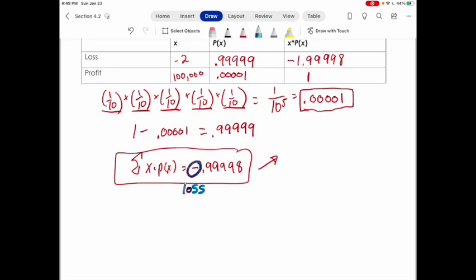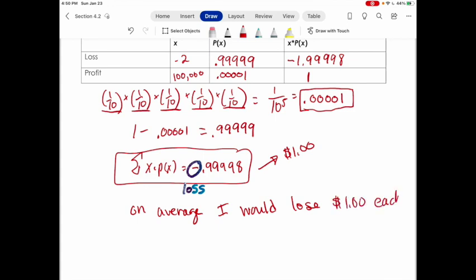Now I would interpret this by saying, I notice this is a negative sign, so that indicates that it's going to be a loss. And this value is really, really close to $1. So I would say, on average, if I play this game many, many times over a period of years, over and over again, on average, I would lose $1 each game played.